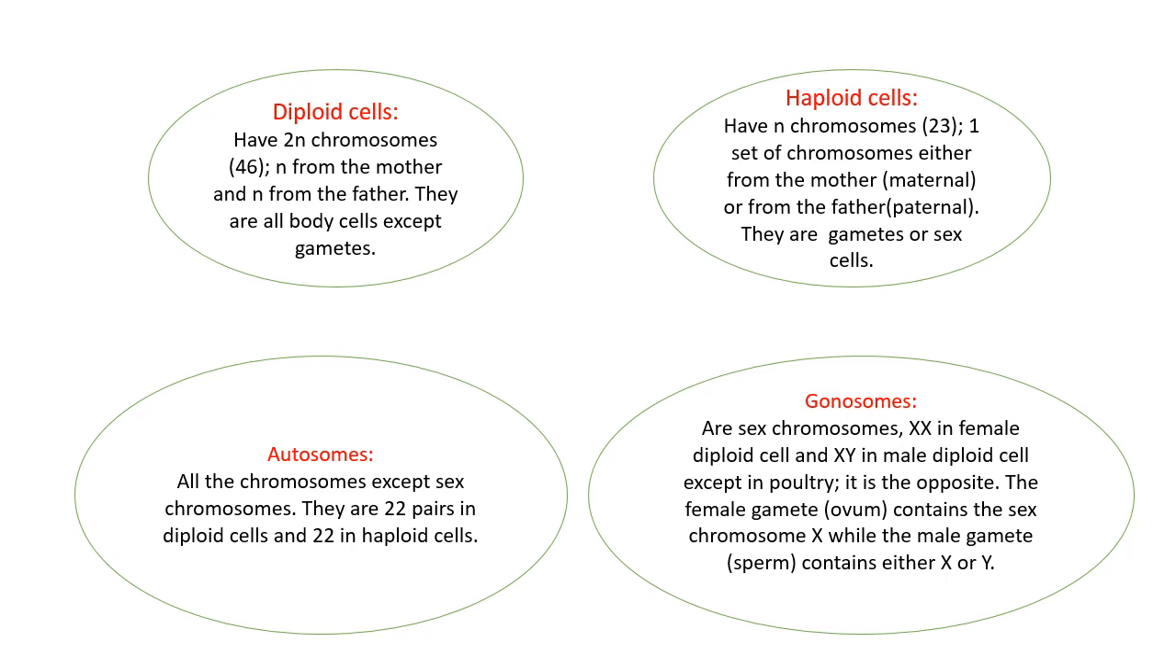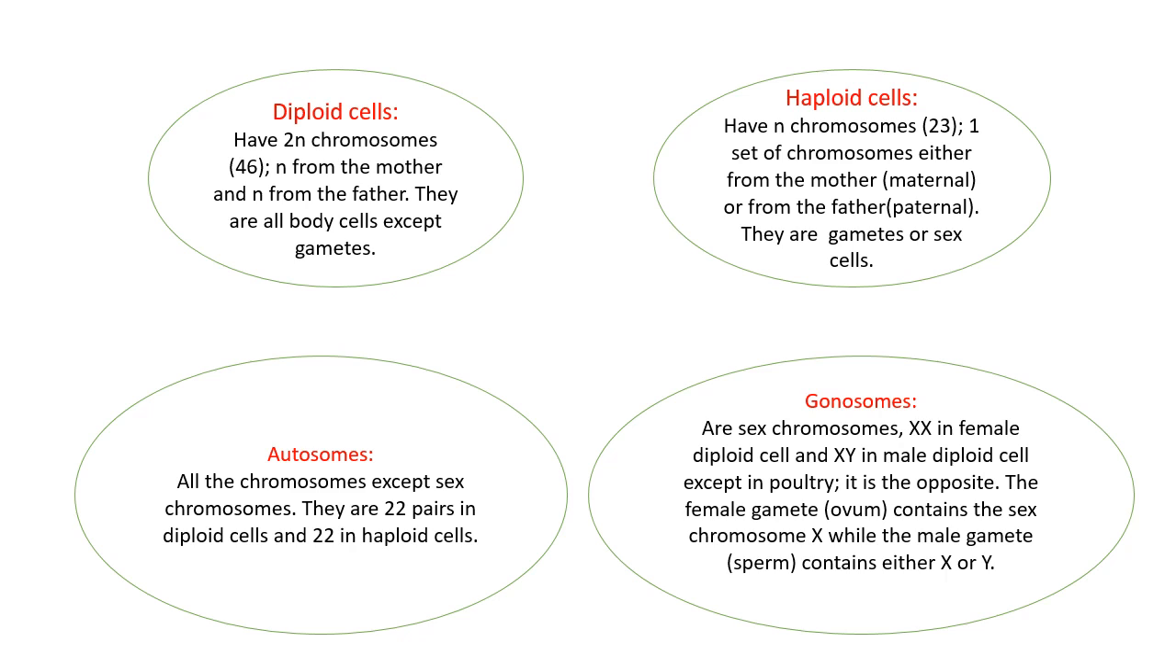There are two types of cells, diploid and haploid. Diploid cells have 2n chromosomes, which means 46, or 23 pairs: 23 from the mother and 23 from the father. They are all body cells except gametes. Haploid cells have n chromosomes, or 23. They are one set of chromosomes, either from the mother, maternal origin, or from the father, paternal origin. They are gametes or sex cells.